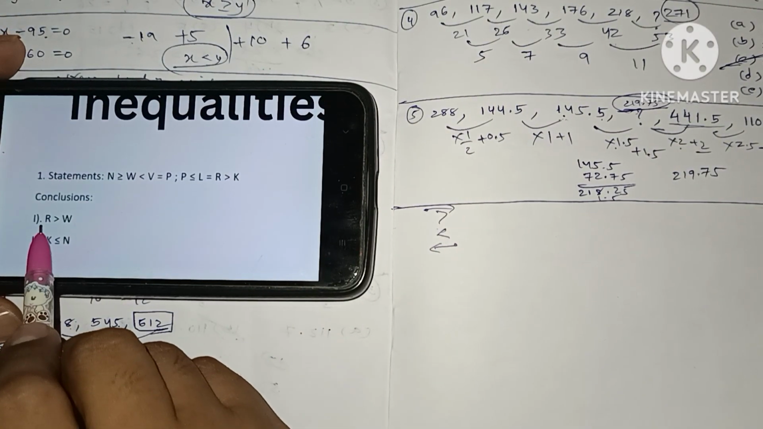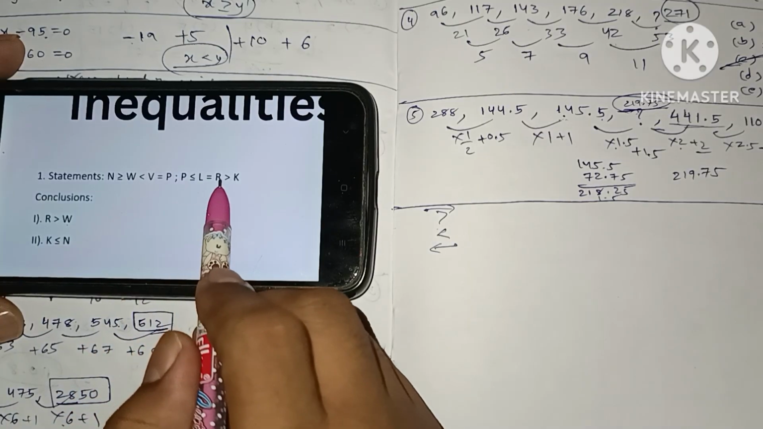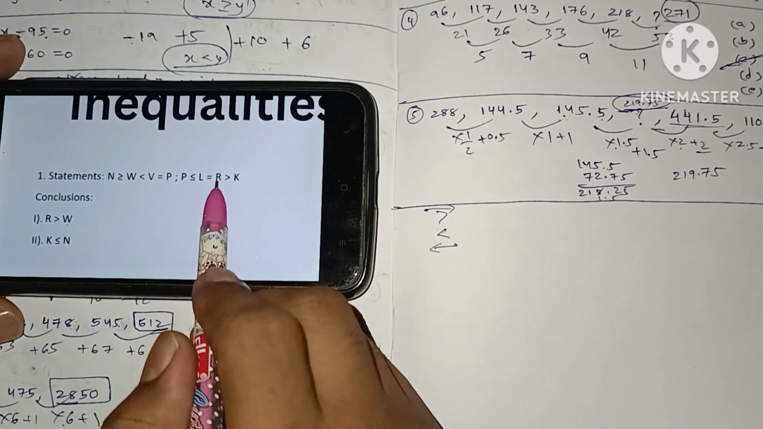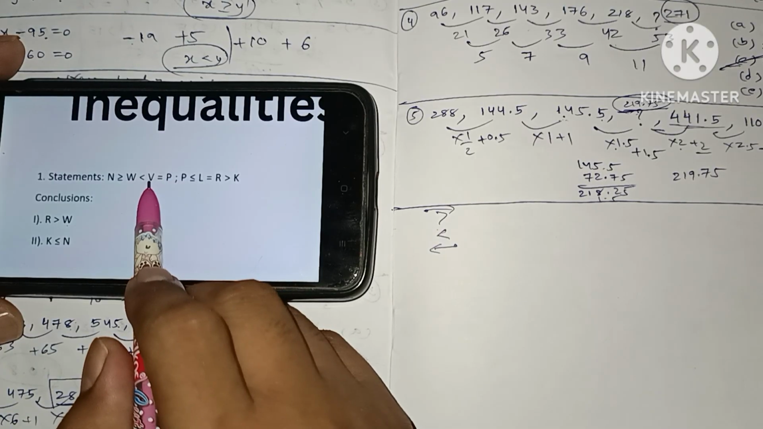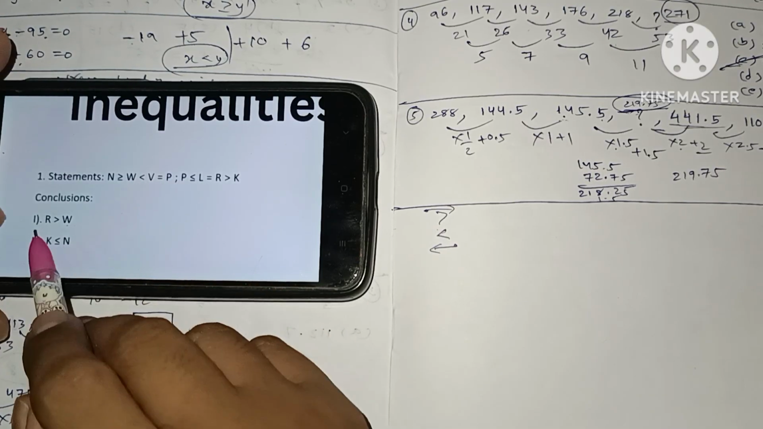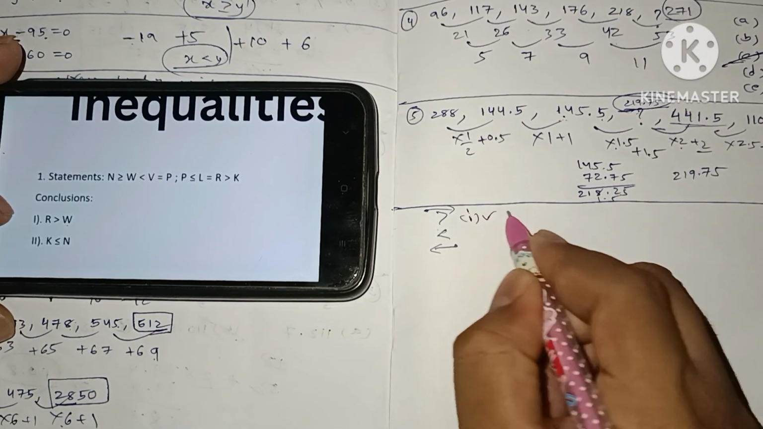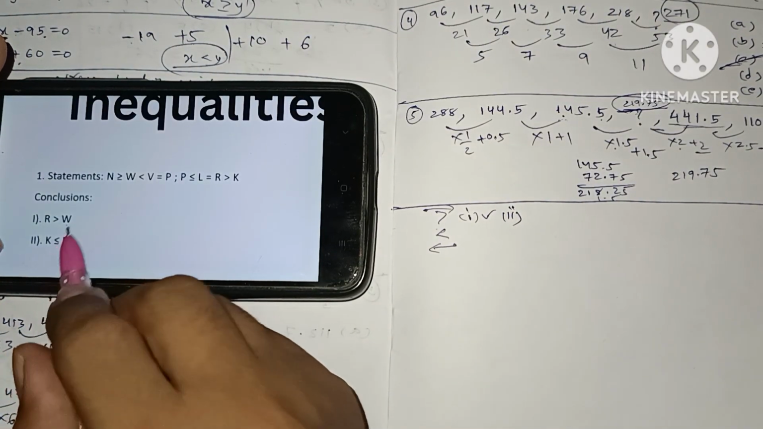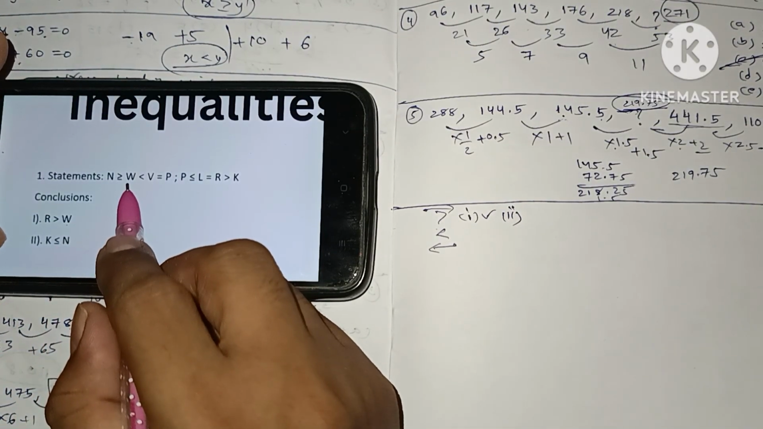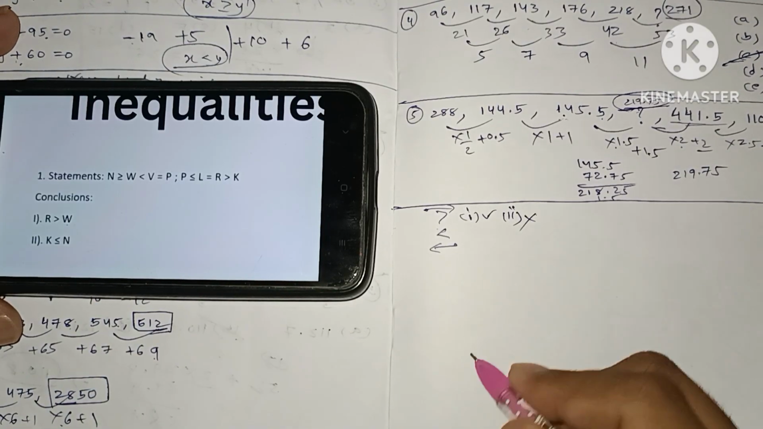The flow from R to W. From R we can reach L and P. From P we can reach V and W. So the first conclusion will be true. Second conclusion, the flow from N to K with everywhere equals to. From N we can reach W, but we cannot reach K. So this case fails. The second conclusion will be false.